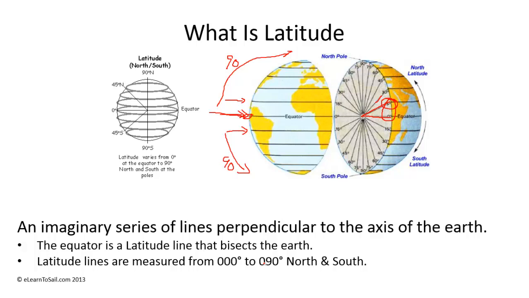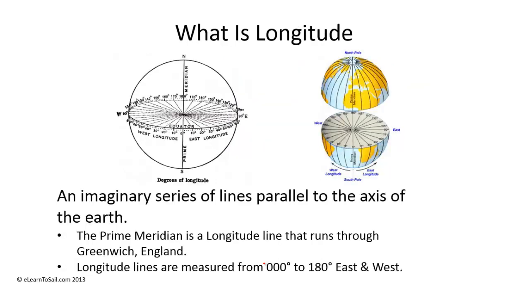We measure 0 to 90 at the South Pole, another 90 back up to the equator, 90 again to the North Pole, and 90 back down to the equator. So that gives us 4 segments of 90 degrees, 360 degrees. Now the vertical lines of that grid are called longitude.